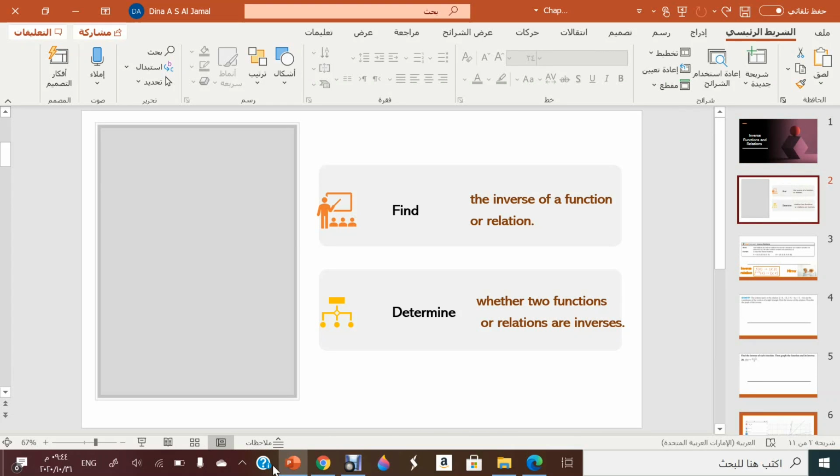So I'm having two outcomes. I would like to introduce you how you can find the inverse of a function or relation, then how to determine whether two functions or relations are inverses or not.